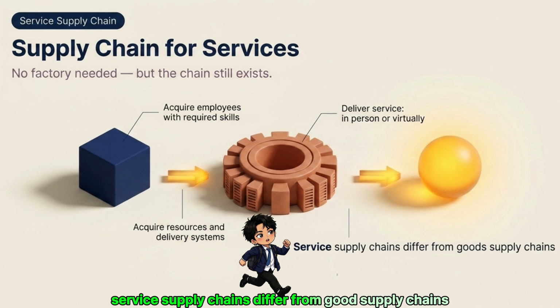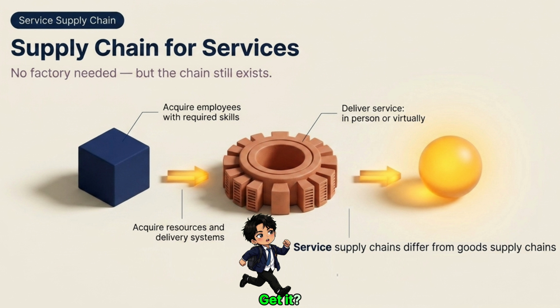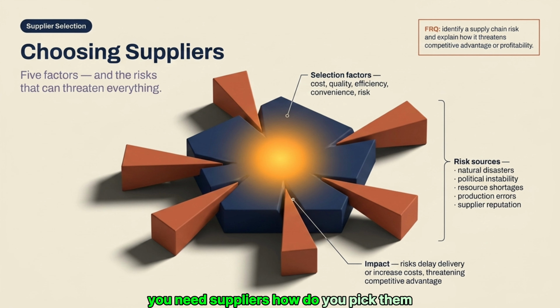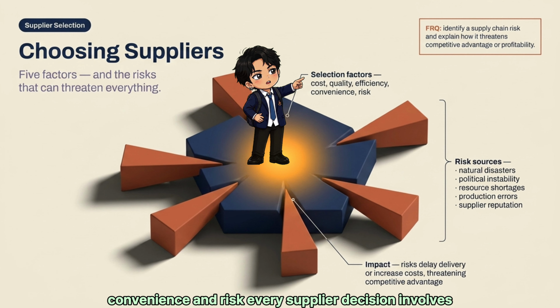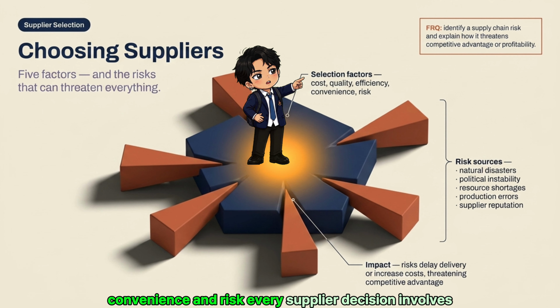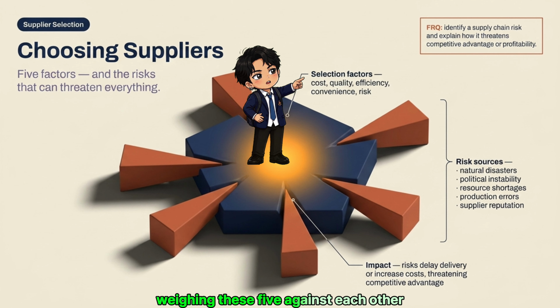Service supply chains differ from goods supply chains. Either way, you need suppliers. How do you pick them? 5 selection factors: cost, quality, efficiency, convenience, and risk. Every supplier decision involves weighing these 5 against each other.